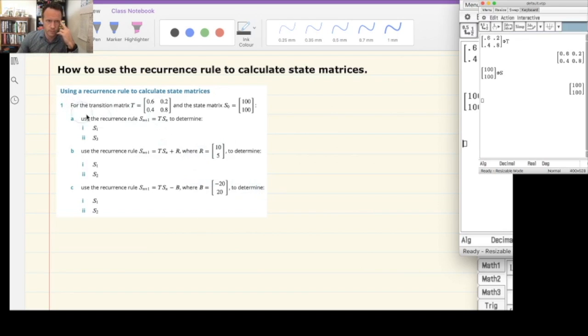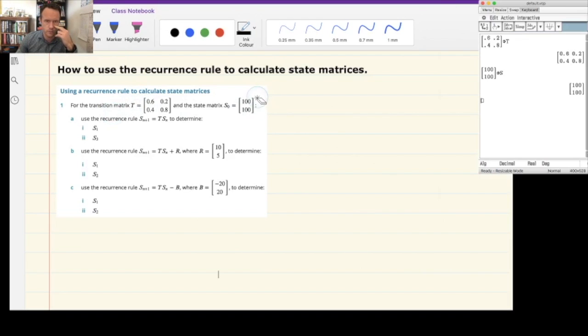So here in this question we're given a transition matrix, not told anything about it, and also a state matrix, which is the first matrix in the sequence. And we want to use the recurrence rule, Sn plus 1 equals T times Sn, to determine S1 and S3. Then down the track it gives us a couple of other options. So let's go ahead and do A first. Okay, so A, let's use that rule to find our answers.